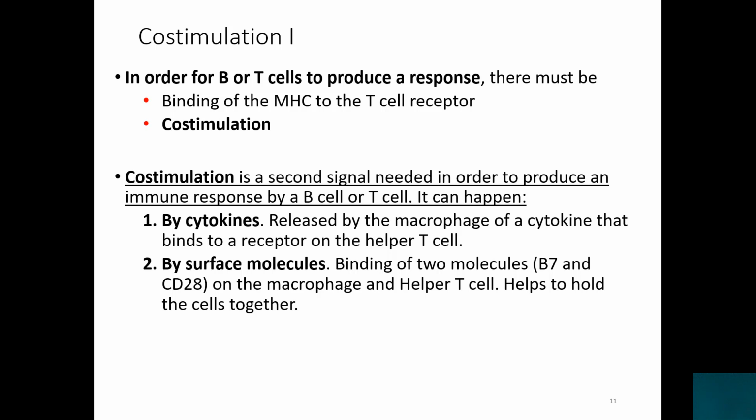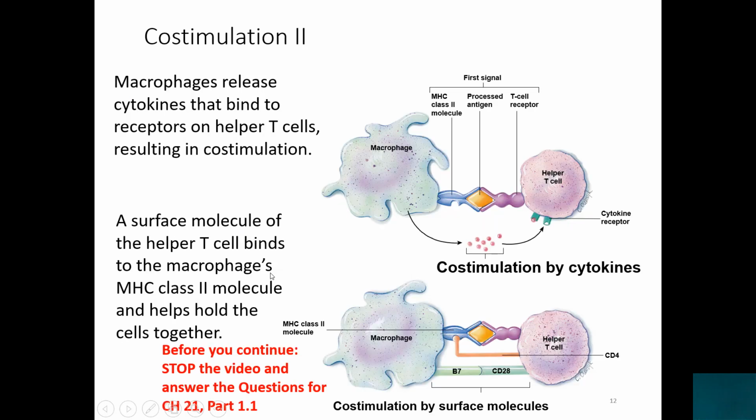Now about co-stimulation. Our B or T cells, when they meet any cell with MHC, are not activated yet. They need to bind to that cell, and they also require what is called co-stimulation. Co-stimulation is a second signal that is needed by our T or B cells in order to produce an immune response. And it can happen in two ways: by cytokines, special chemicals released by the macrophage, or by surface molecules. What does it mean?